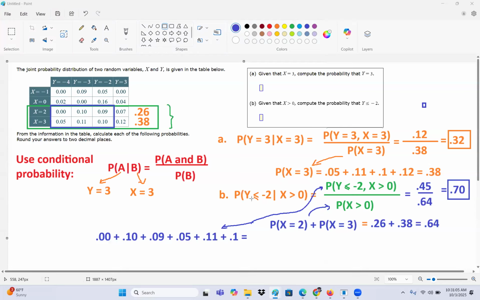The second part is actually more complicated because it gives us less than or equal to. We need to identify those values of y and those values of x that satisfy both conditions, and then we just simply add them up and take the ratio. So that's the final answer. All right. Any question? Any concern?